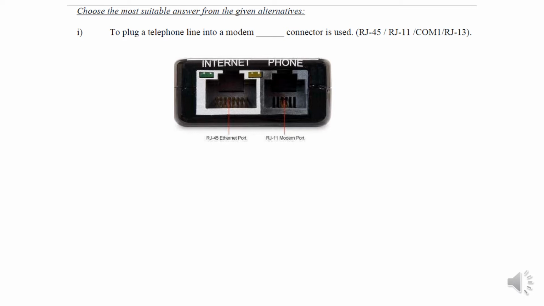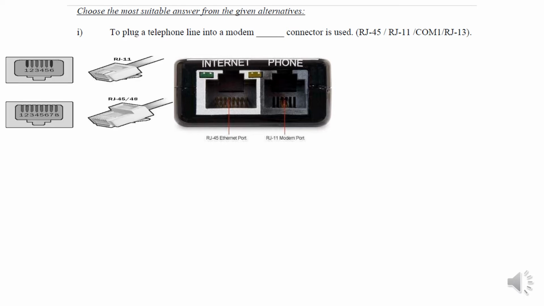And this other port is for connecting the phone, and this is called the RJ11 modem port. The telephone line gets connected to this phone line port. Now this is in detail. I am showing the RJ45 and RJ11. RJ45 or RJ48 has 8 ports and 8 connecting wires. And RJ11 has 6 positions, but internally it uses only 4.